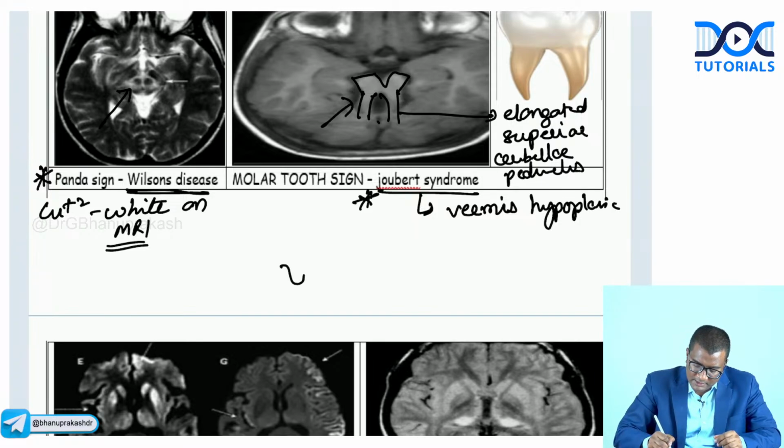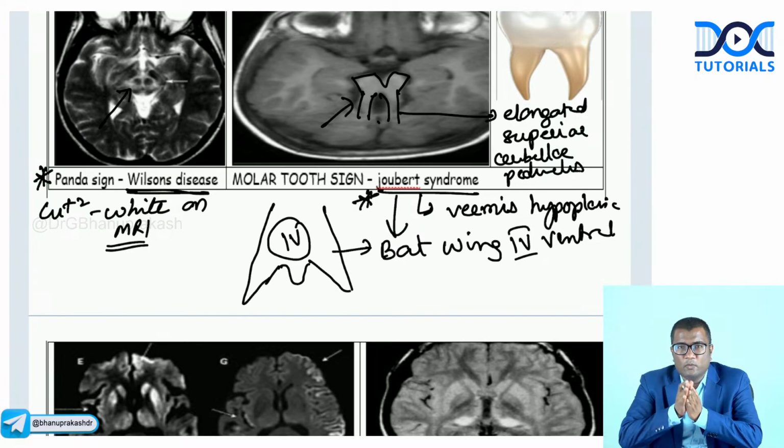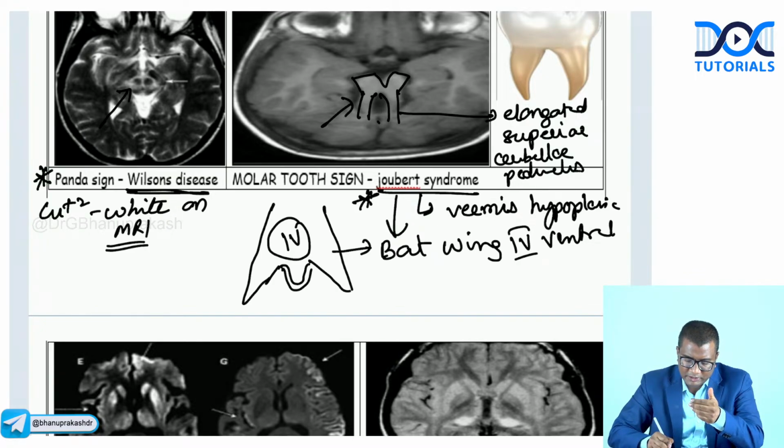And because the vermis is hypoplastic and the superior cerebellar peduncles are elongated, the shape of fourth ventricle also appears like a bat wing. So bat wing fourth ventricle will also be seen in case of Joubert syndrome. So remember these two things. Vermis hypoplasia is seen with Joubert syndrome. So because of the vermis hypoplasia, right, the CSF signal will increase posteriorly.